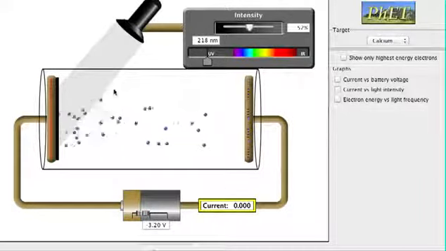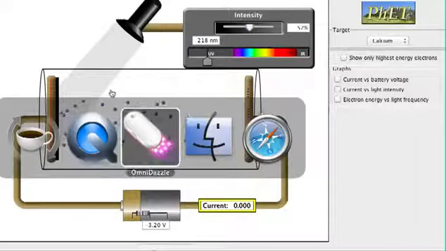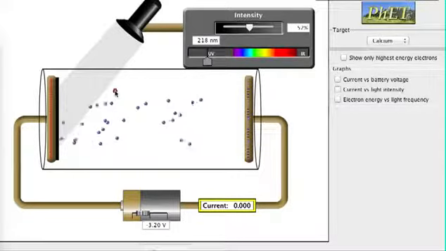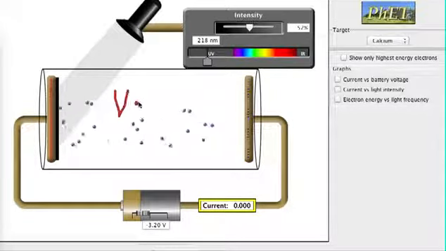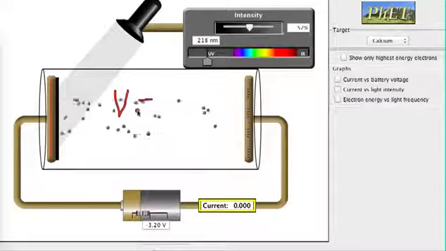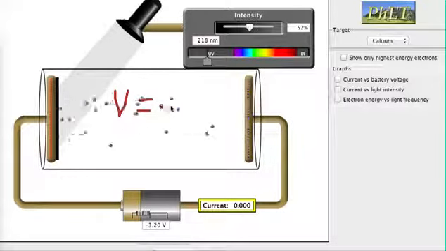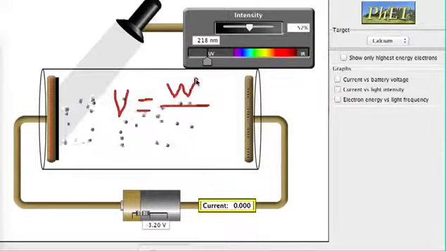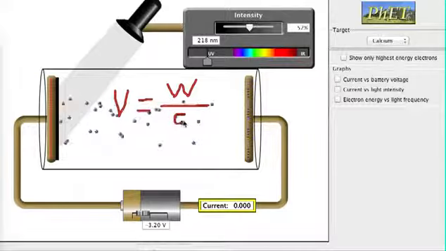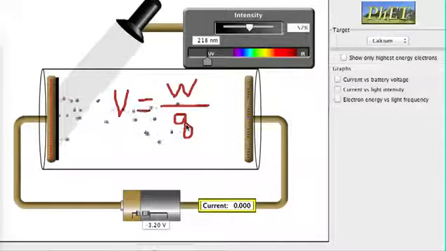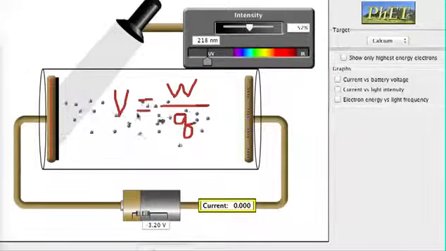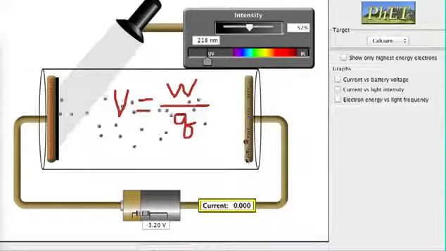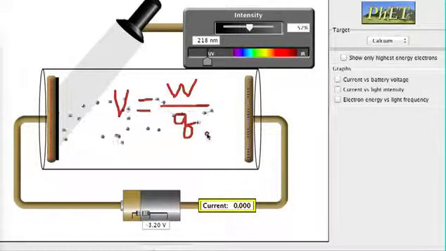Once we have the current down at zero, we can find the energy of these electrons by using the formula voltage, that's the voltage of our voltage source, is equal to the kinetic energy of the electrons, which will go from the formula voltage equals work over charge. Again, the work is the kinetic energy of electrons, the Q is the charge of the electron, and V is the voltage required to stop the electrons. We know we stop the electrons when the current gets down to zero.